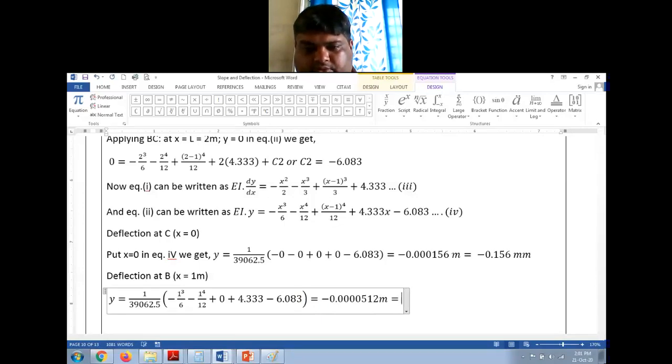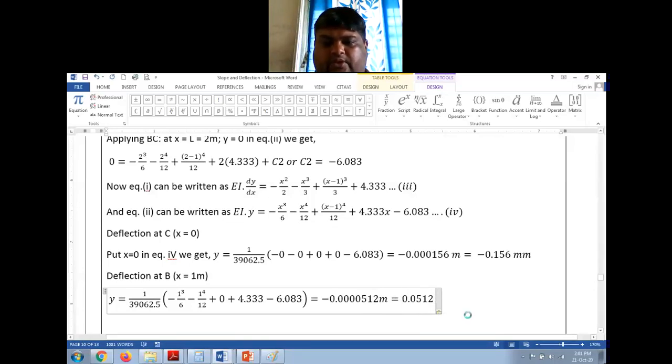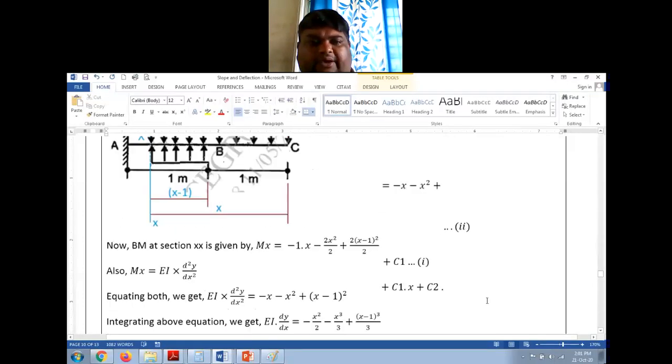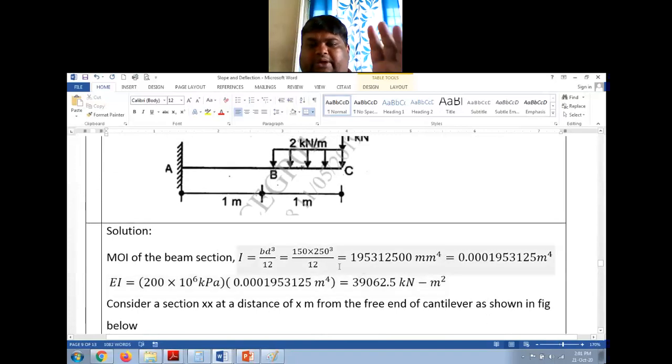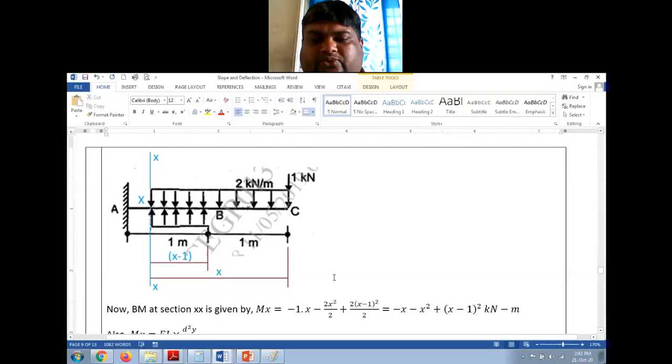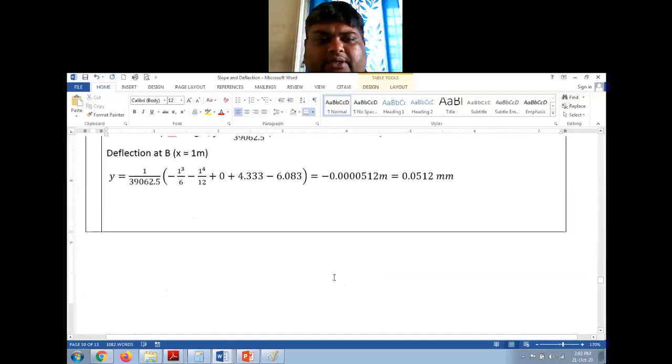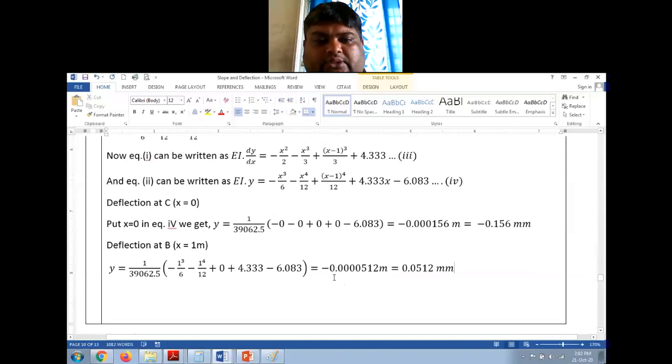which is equal to 0.0512 mm. 0.0512 millimeter. See, the section is quite heavy. It is 150 by 250. It's quite a heavy section. So for this much loading, the deflection is quite less, right? So this is the solution.